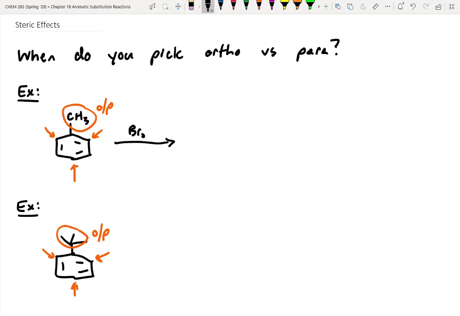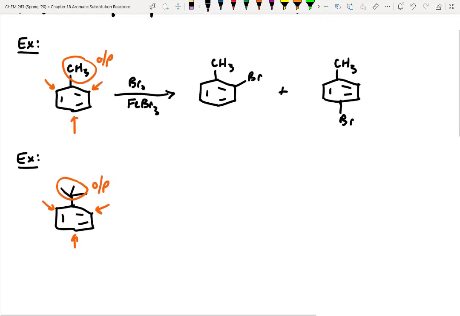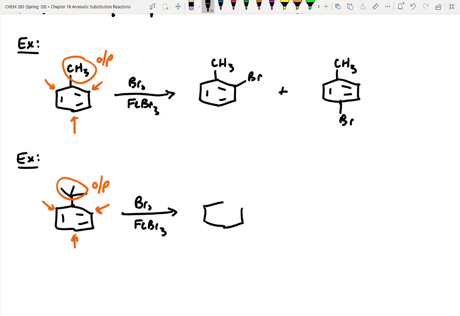So if we treat the top one with elemental bromine and iron tribromide, we might get reactivity at both sites. So I'll go ahead and do ortho here, and then on this one, I'll do para right there. So that's one option. We could have the same sort of thing happen with this lower reaction. So let's go ahead and draw out both options.